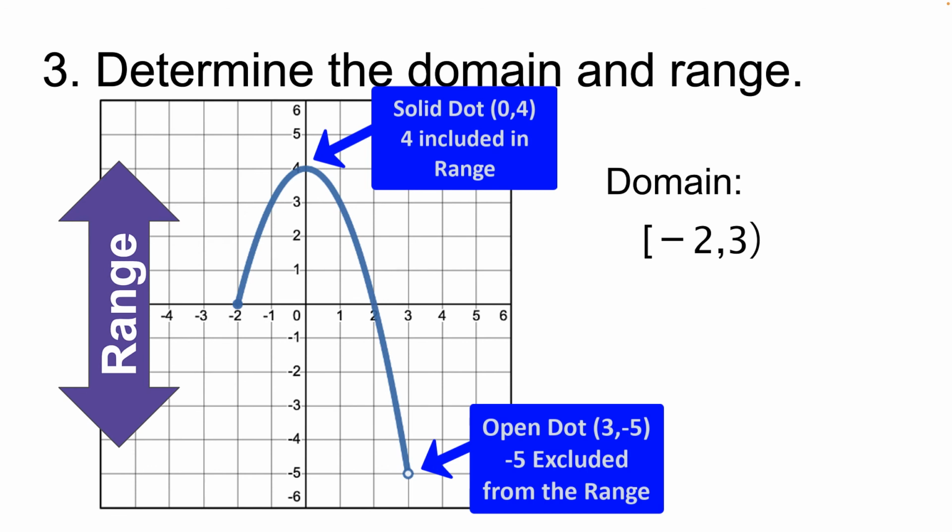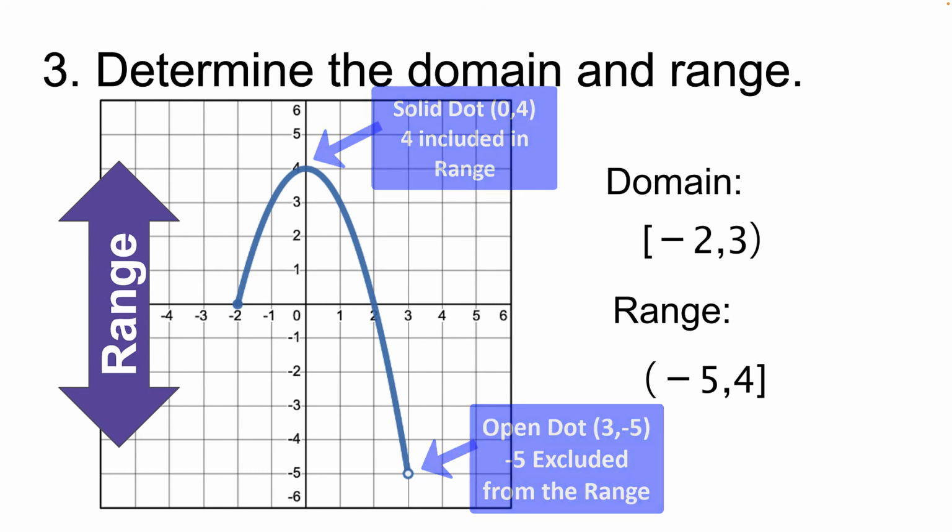4 is included in the range since there is a solid dot at 0, 4, which would happen to be the vertex for this parabola. So the range would be everything from negative 5 to 4, excluding negative 5 because there's an open dot down there, including 4 since there is a solid dot at 0, 4.